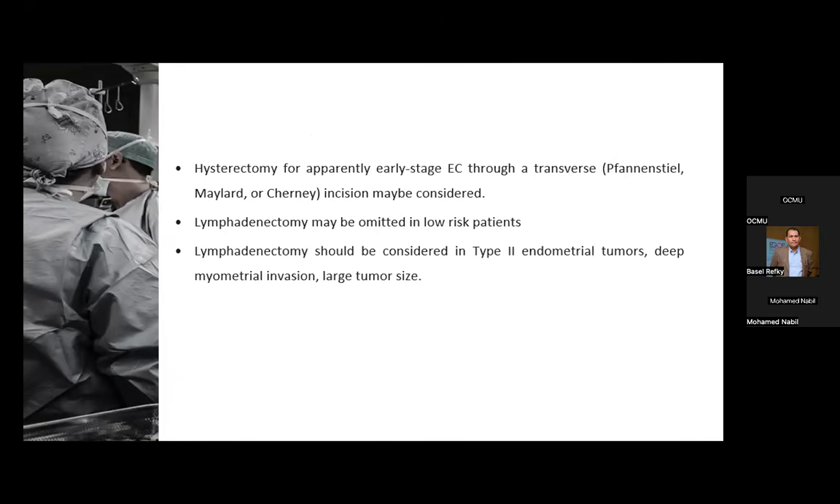Hysterectomy for apparent early-stage endometrial cancer through a transverse incision may be considered, especially in morbidly obese patients with low-grade endometrial cancers, and vaginal hysterectomy can also be considered in these patients. Lymphadenectomy will be omitted in low-risk patients. If you don't have a sentinel lymph node, because ICG is still very, very rare in Egypt, lymphadenectomy should be considered only in type 2 endometrial cancers and cancers with deep myometrial invasion and larger tumor size.